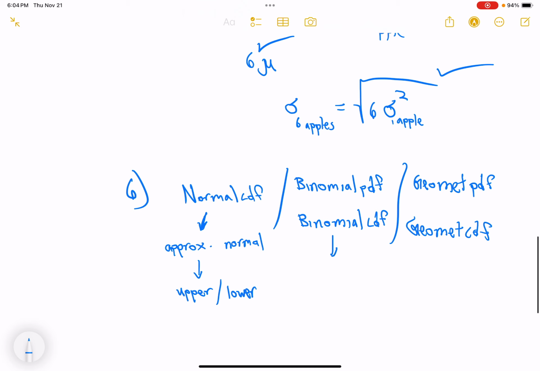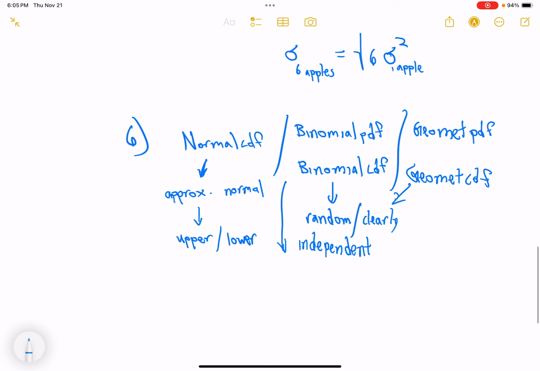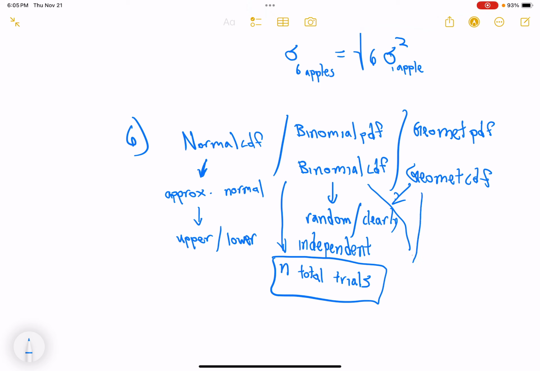On the other hand, binomial. Something like random is very important for binomial, or it should be clear to some degree that the trials are independent. And that is true for geometric as well. But the thing that is specific to binomial is n, total trials. You need some total number of trials n. And something you need for both binomial and geometric is a probability that is consistent.